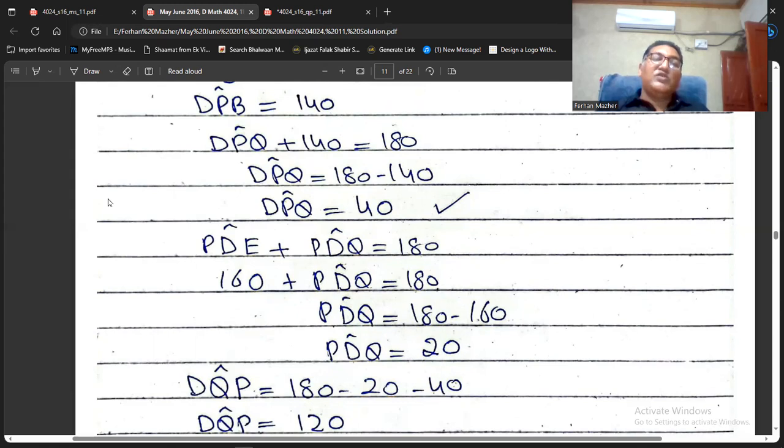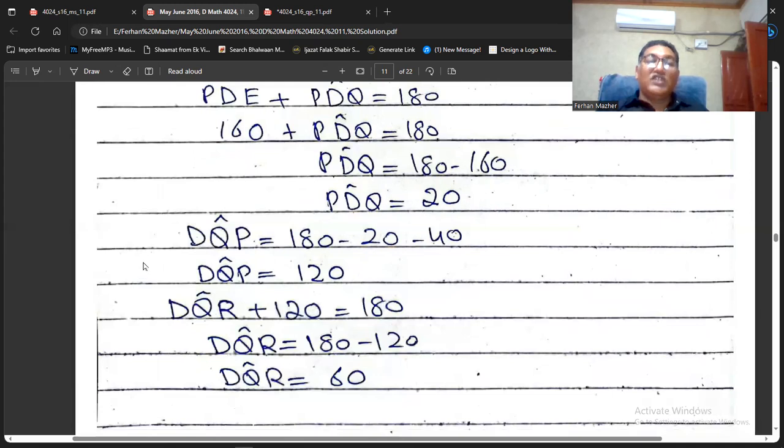PDE plus the PDQ will be equal to 180. So 160 plus PDQ will be equal to 180. So the PDQ will be equal to 180 minus 160. That's 20. So the DQP will be equal to 180 minus 20 minus 40. And that will be DQP will be 120.